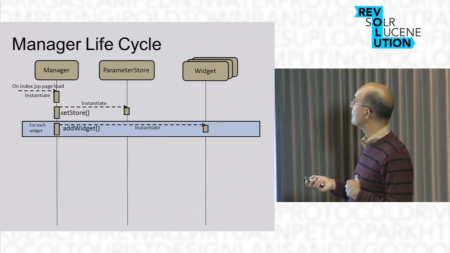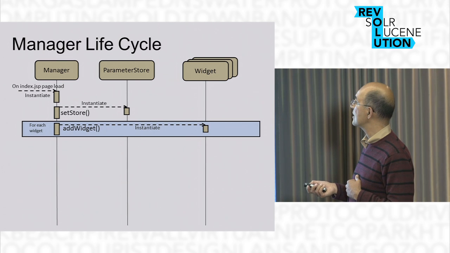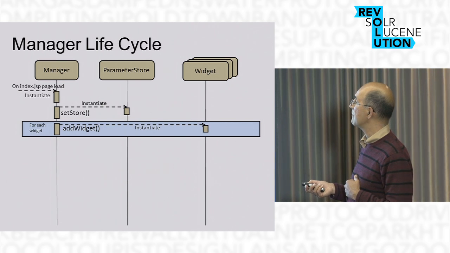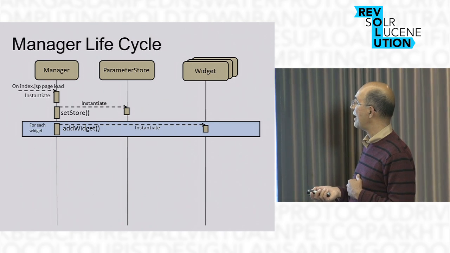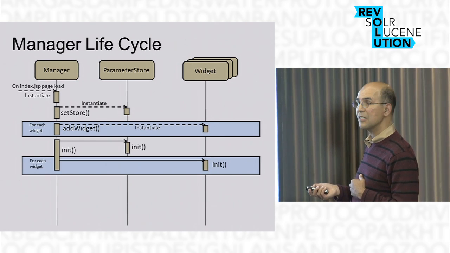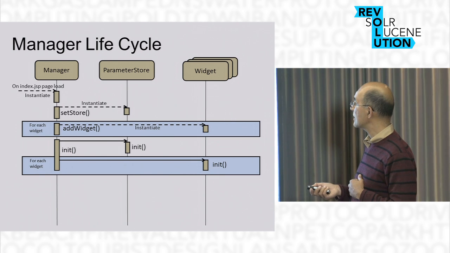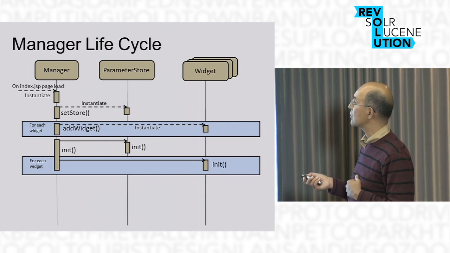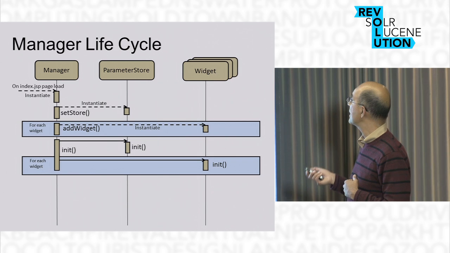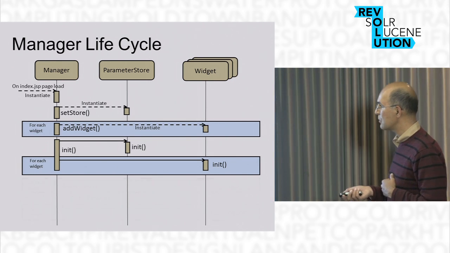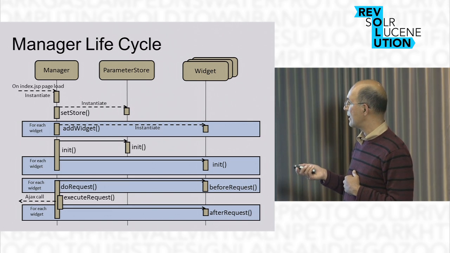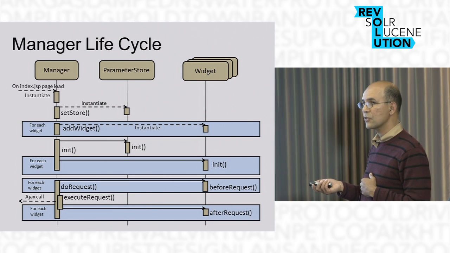Then each of the widgets is instantiated. Again, a pointer for the widgets is stored with the manager. Then after that, the init method of the manager gets invoked. And what that does is call the init method of the parameter store and all the widgets. And finally, this is more like an optional thing. Do request on the manager gets executed.